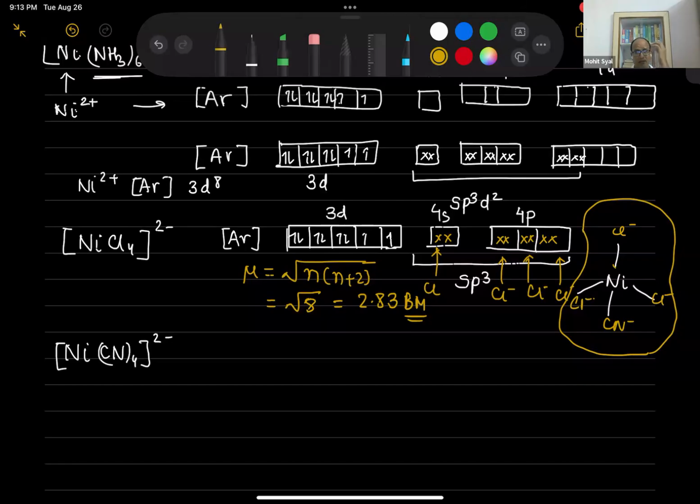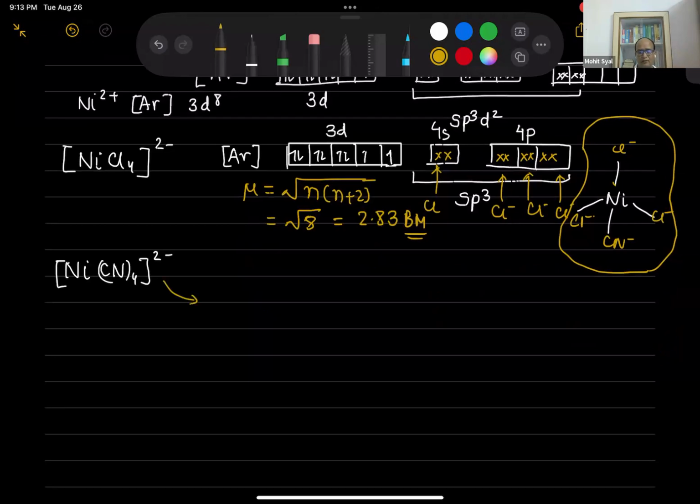So the questions are going to ask about the geometry, shape, unpaired electrons, magnetic moment, and nature of the complex, whether it is paramagnetic or diamagnetic. If there are no unpaired electrons, all the electrons are paired up, then it is diamagnetic. If unpaired electrons are available, then it is paramagnetic. It will be attracted by the magnetic field, because as I told you, each unpaired electron acts like a magnet.